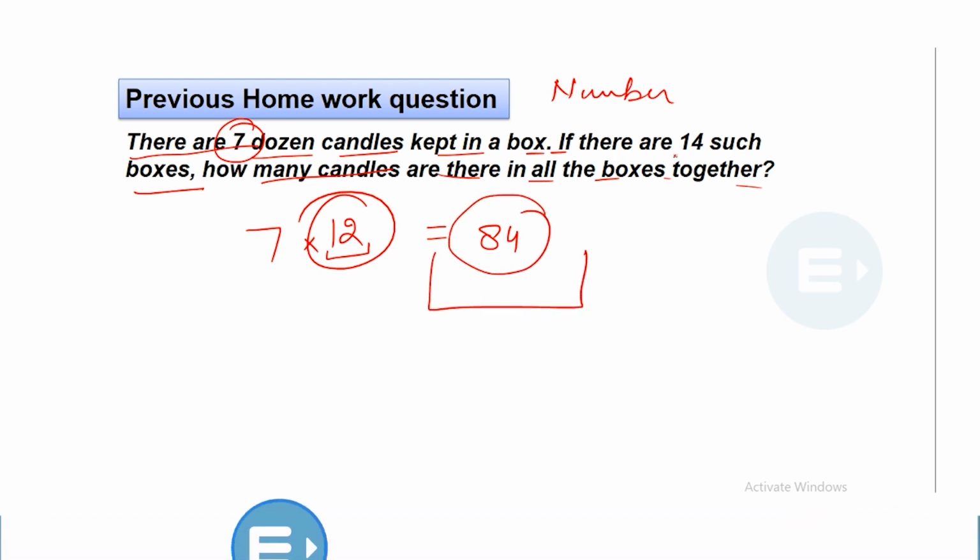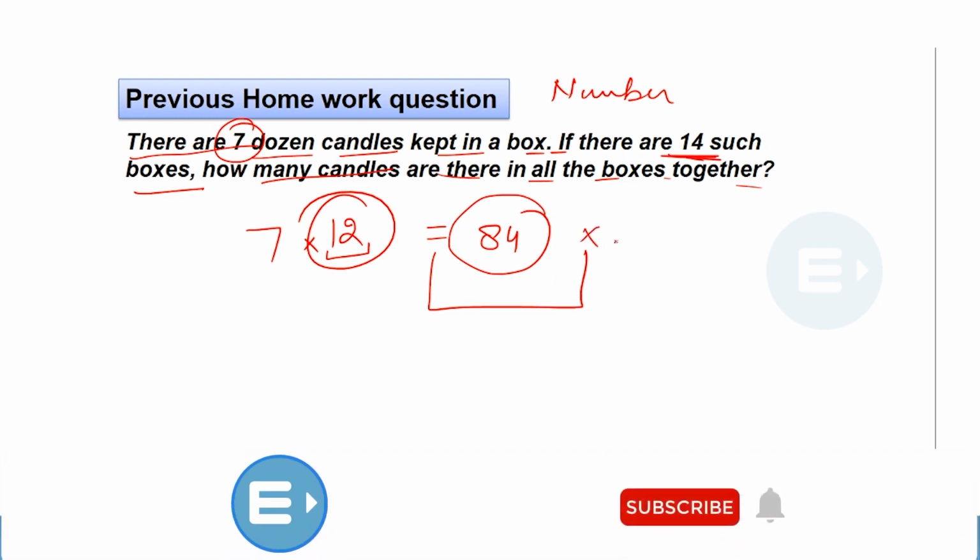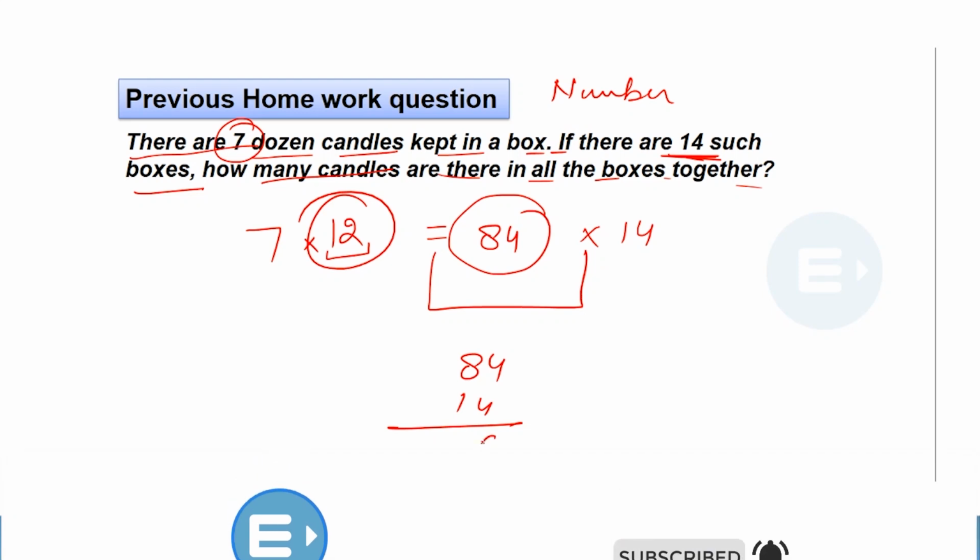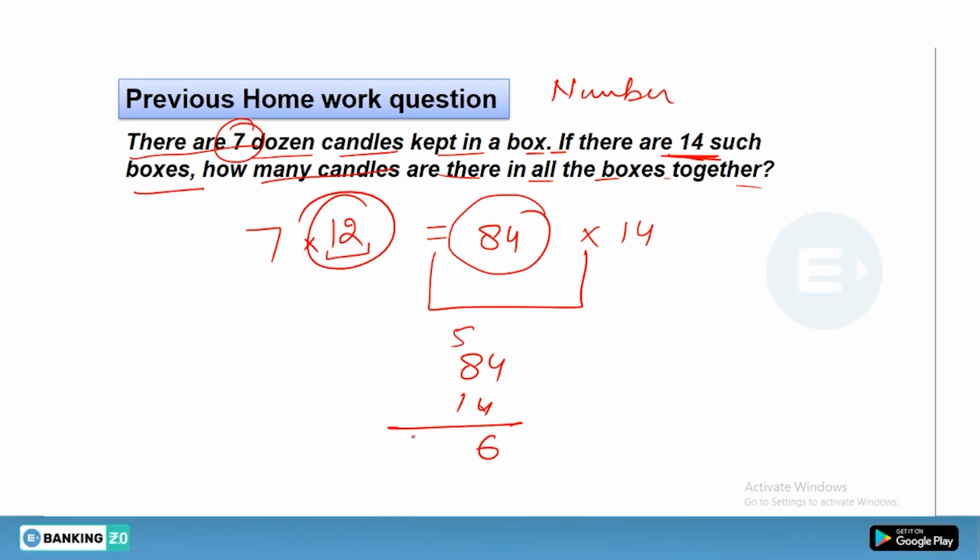And if there are 14 such boxes, you have to multiply 84 with 14. You will get 14 fours are 56 and 14 eights are 112, and 117, that means 1176 candles will be there in all the boxes together. So it was an easy question because number system is a very easy topic, and I have taught you several questions on unit digit, or you can say digit based questions.